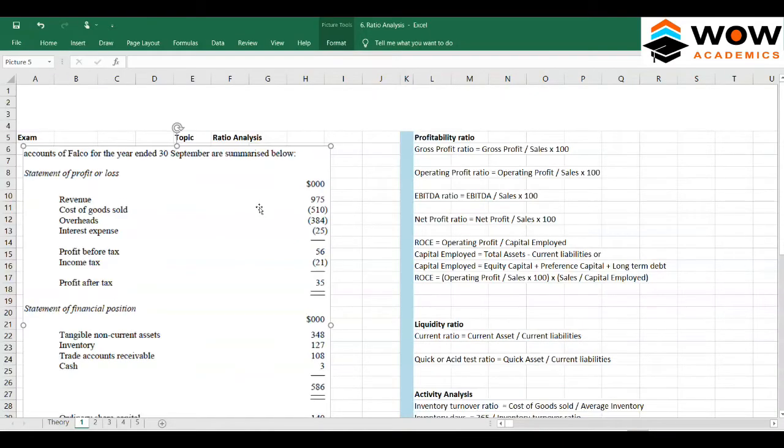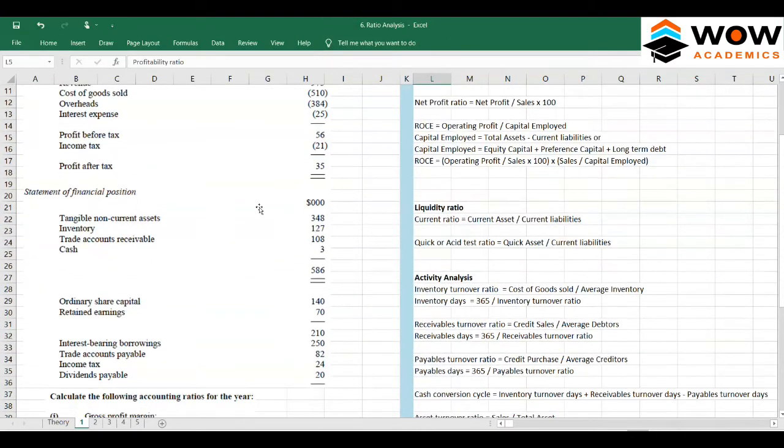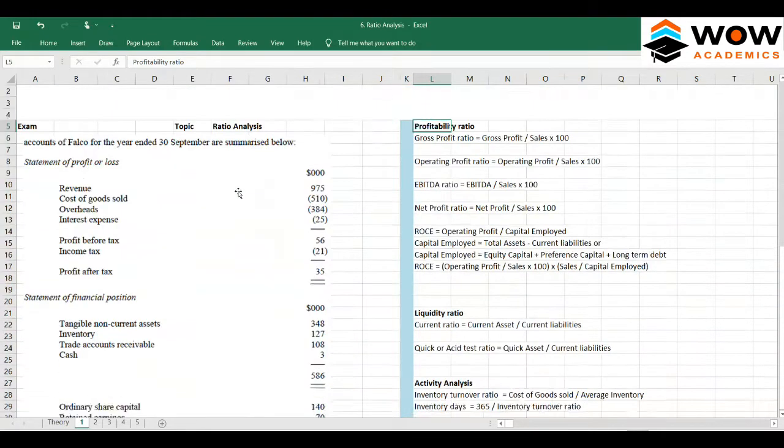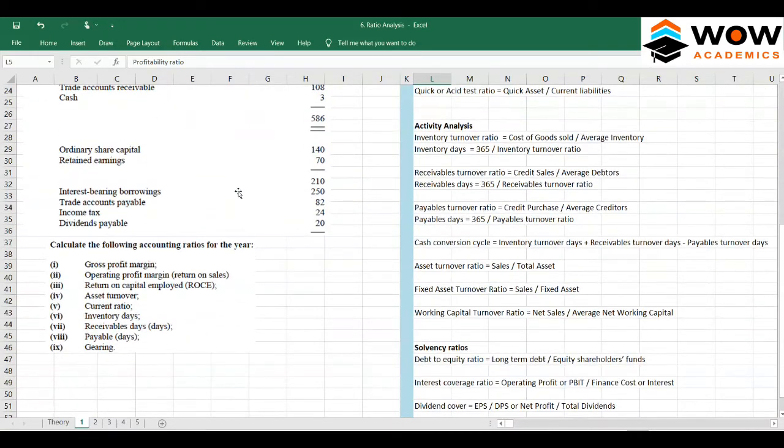So we have a problem here. I have got all the ratios here itself, so that we could work out it easily. So in this problem, we'll start from the required. This problem has not been asked in any exam or anything. It's from a book. The question requires you to calculate the following accounting ratios for the year: gross profit, operating profit, ROCE, asset turnover, current ratio, inventory days, receivable days, payable days, and gearing. So this is what it asks.